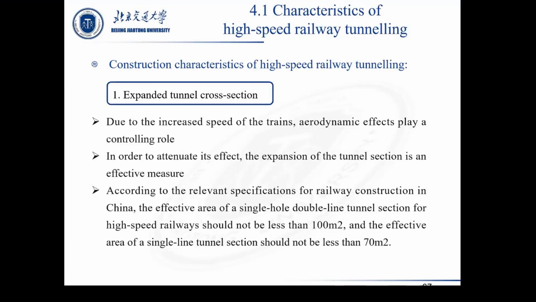effective area of a single cable double line tunnel section should not be less than 100 square for high-speed railway and 70 square for single line tunnel.